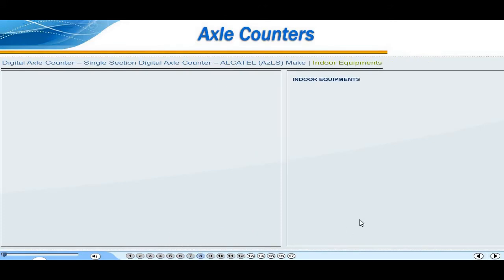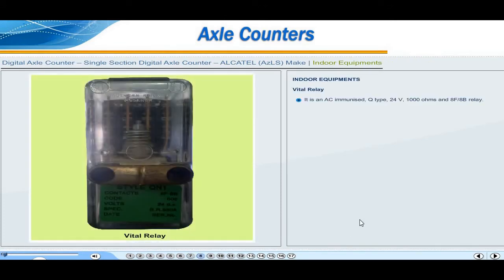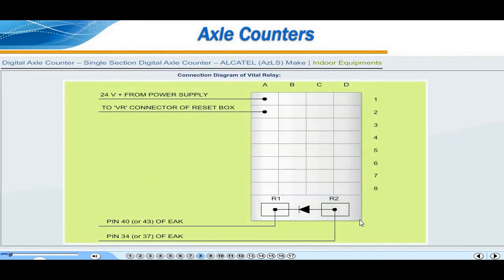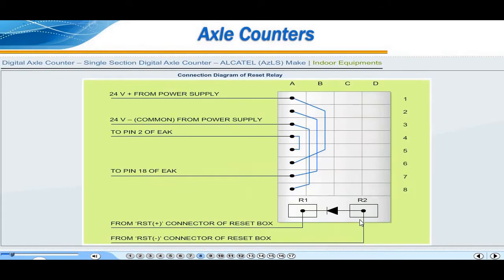Indoor equipments. Vital relay. It is an AC immunized Q-type 24 volt 1000 ohms and 8F by 8B relay. Reset relay. QNA1 AC immunized Q-style 24 volt and 8F by 8B relay is used. Connection diagram of vital relay. Connection diagram of reset relay.